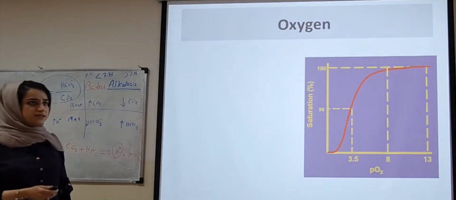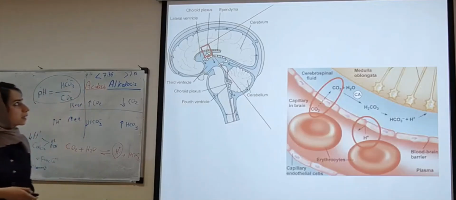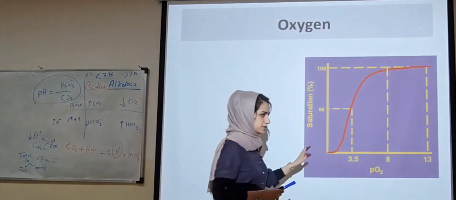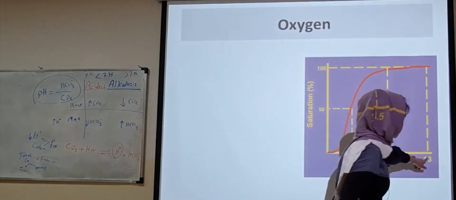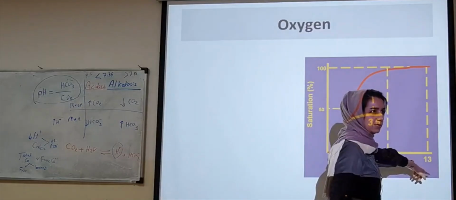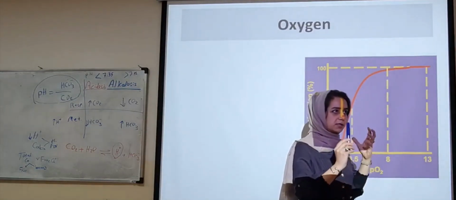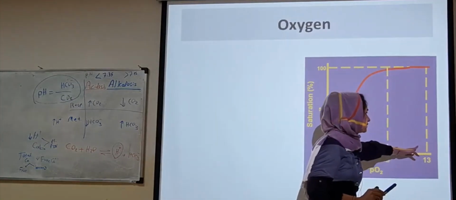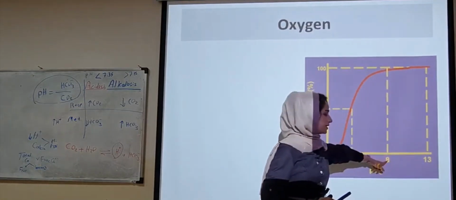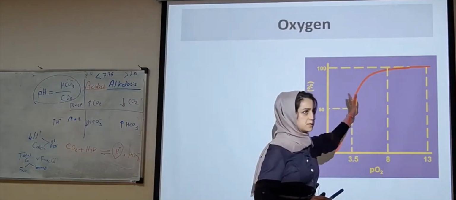Base excess is used to calculate the anion gap and base excess. This is the saturation. At a PO2 of about 13 kilopascal, which is the normal range, the hemoglobin is 100% saturated, all the hemoglobin bound with oxygen. But when it decreases, as we said, less oxygen is bound until it reaches 8 kilopascal, then the saturation of the oxygen decreases, down to 5 kilopascal. This is the HbO2 dissociation curve.